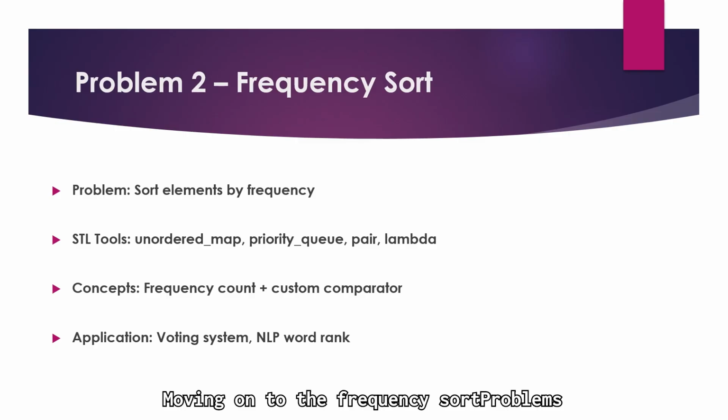Moving on to the frequency sort problem, where we are tasked with sorting a collection of elements based on their frequency of occurrence. The catch: in case of a tie in frequency, we need to sort the elements themselves. This problem is common in tasks like ranking or categorizing data, where we need to identify and prioritize the most common items. We can use an unordered map to count the frequency of each element and a priority queue or max heap to sort elements by their frequency. Custom comparators allow us to handle the tie breaking by sorting elements alphabetically or numerically. This gives us an efficient and customizable solution.